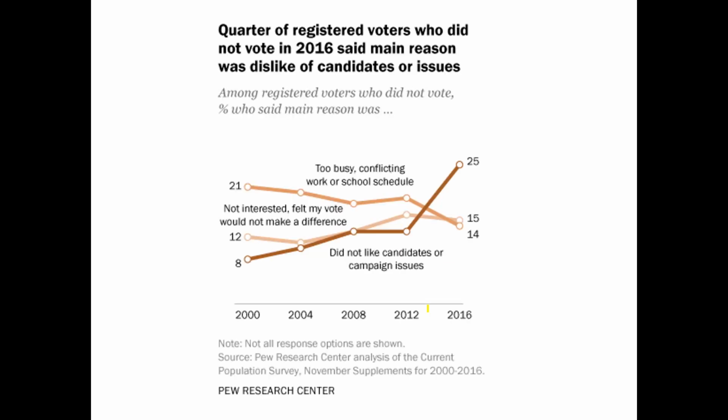Now, there was an interesting flip-flop in the 2016 presidential election. Did not like the candidates or campaign issues pretty much flip-flopped to the top excuse during the 2016 election, which means that, as you can see, too busy was the top excuse up until this last election, where they didn't like either one of the choices.